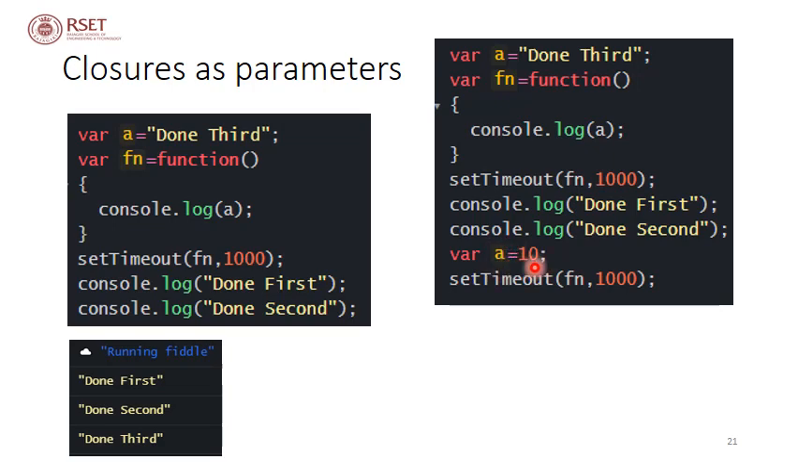Variable a equal to 10. So I am assigning a new value 10, and then I'm calling the function again, set timeout fn 1000. When I executed this, I felt that first done first will be printed, then done second will be printed, then this particular statement will execute and it will print done third.